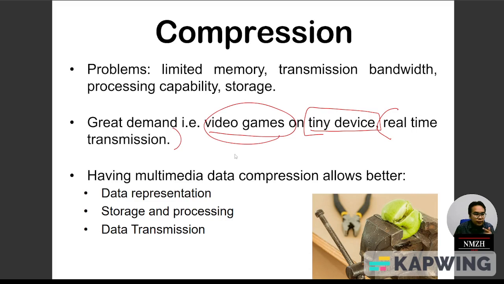Okay, so multimedia data compression allows better data representation. Obviously, while sending a small size of data via the network, the data can still be represented well. Storage and data processing could be saved. The storage space and processing time are cheap, and data transmission is a complement for the transmission bandwidth.